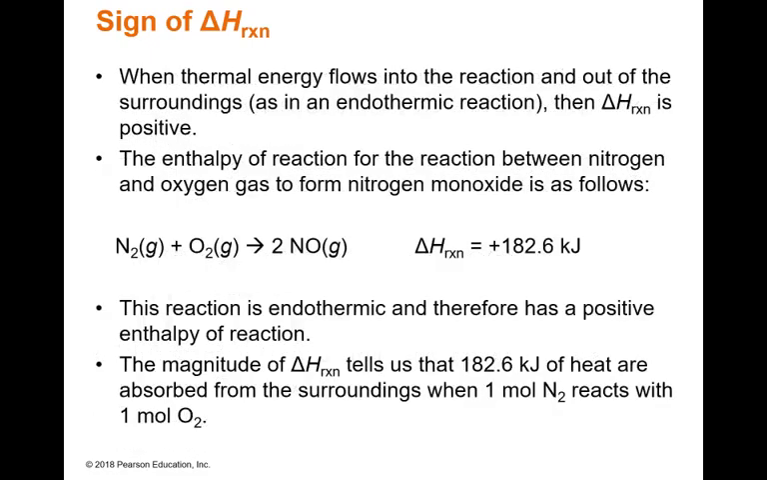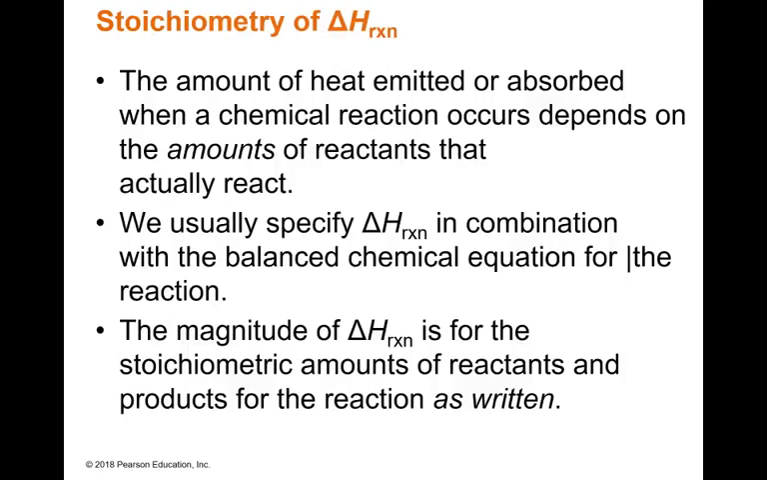Now let's look at an endothermic reaction. N2 plus O2 produce 2NO. Delta H rxn equals positive 182.6 kilojoules. This means that 182.6 kilojoules of heat must be absorbed from the surroundings for every mole of nitrogen reacting with oxygen. The positive sign tells us energy is going into the system. These types of reactions require a constant energy input to proceed and are often slower or need a spark to start.